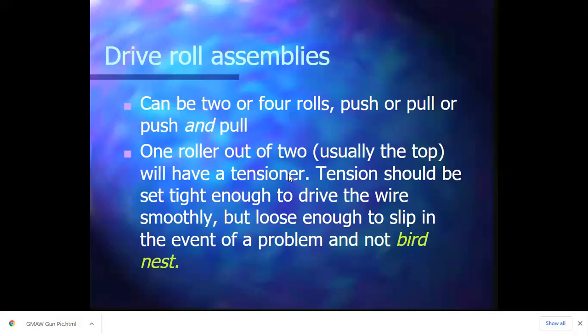So the top one normally has a tensioner. The tensioner should be set tight enough to drive the wire smoothly, but loose enough to let it slip. So what I often do is I'll take my glove and I will hold it over the end of the wire at the end of the gun and I'll pull the trigger. Now, what I want to have happen is I want that wire to come out and push my finger just a little bit. But as I push back on that wire, I want those drive rolls to slip. That's going to stop it from creating a bird's nest on the inside. I recommend doing this with gloves, not your bare finger, because this wire can be sharp when you cut it off.